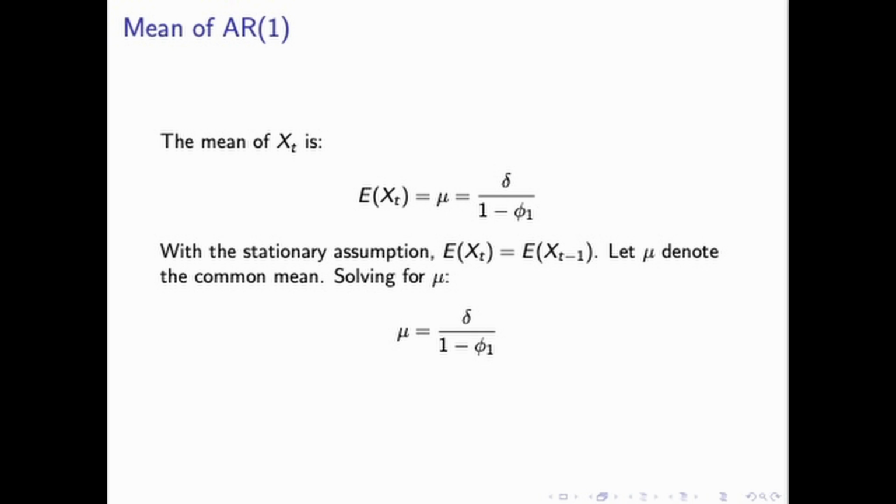Assuming stationarity, the expected value of xt equals the expected value of xt minus 1, which is equal to mu. So mu can be represented by delta plus phi 1 mu. We group the like terms together and make mu the subject, so mu can be expressed as delta over 1 minus phi 1. Again, the absolute value of phi 1 must be less than 1.